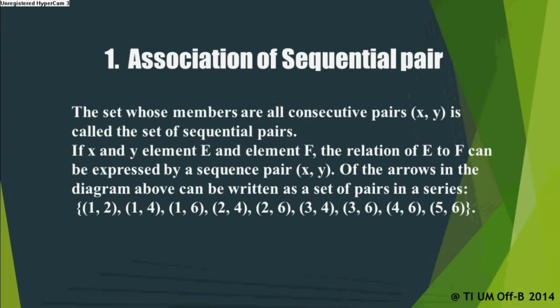Number 1, association of sequential pairs. The set whose members are all sequential pairs (x, y) is called the set of sequential pairs. If x and y are elements of E and F, the relation of E to F can be expressed by a sequential pair (x, y). The arrows in the diagram above can be written as a set of sequential pairs: (1,2), (1,4), (1,6), (2,4), (2,6), (3,4), (3,6), (4,6), and (5,6).